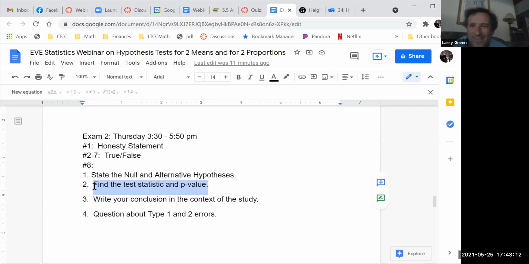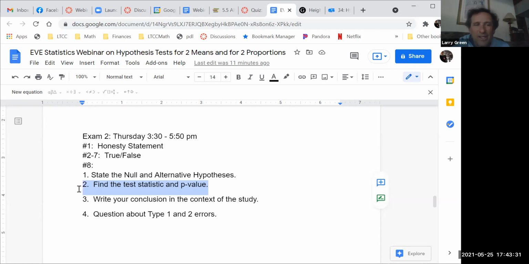Yeah. So it's not after the H, it's after the 0 or the 1. Because it's like H naught, colon, not H colon not. And same thing, it's H1 colon or HA colon, you choose whatever you like. Okay. Number 2 is find the test statistic and p-value.